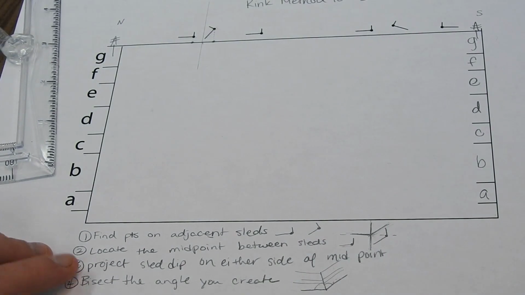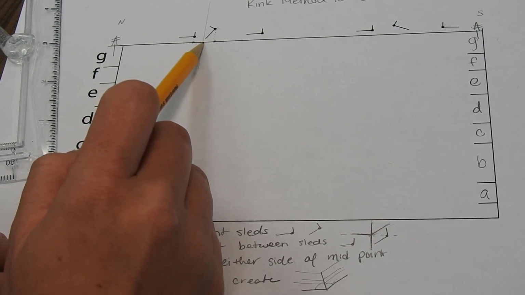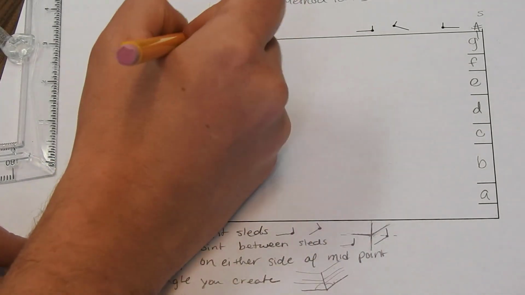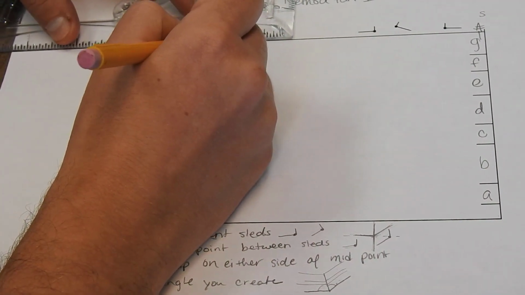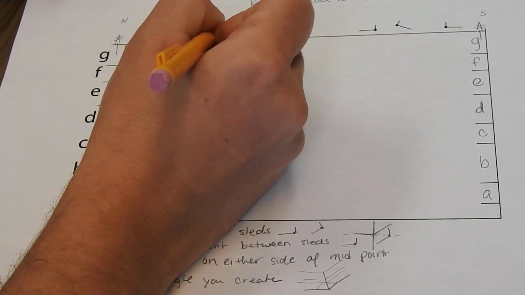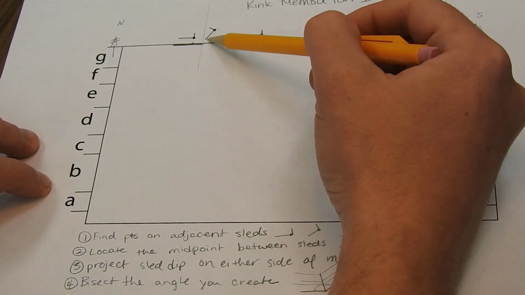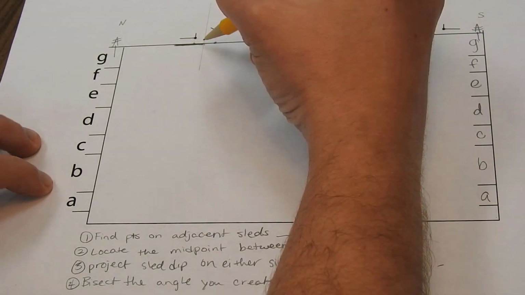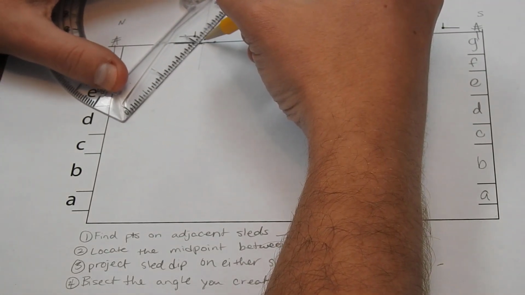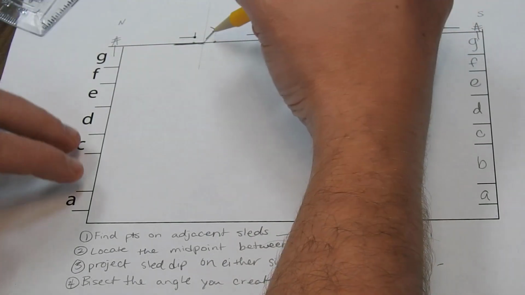Okay. So now what I need to do is project the dip on either side of that midpoint, and I'm going to do it from the topography. So over here, the dip is horizontal. So I'm going to come up here and, starting at this point, I'm going to draw a horizontal line. All right. And then on this side, I'm going to draw a dip parallel to this dip. And if you want to be really, really precise about this, you can measure the angle if you want.